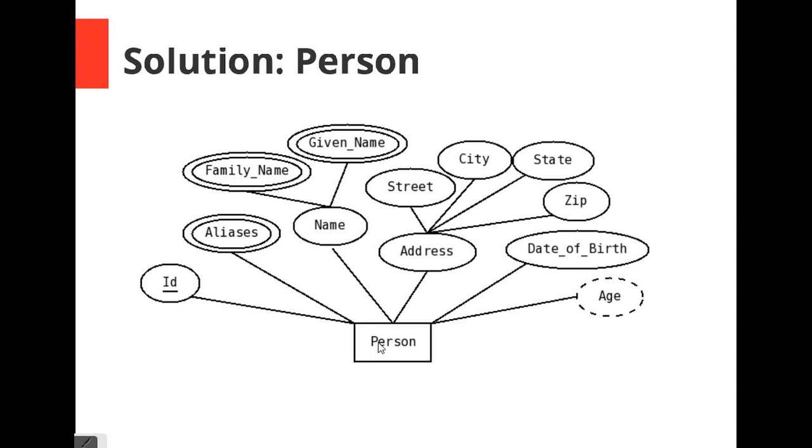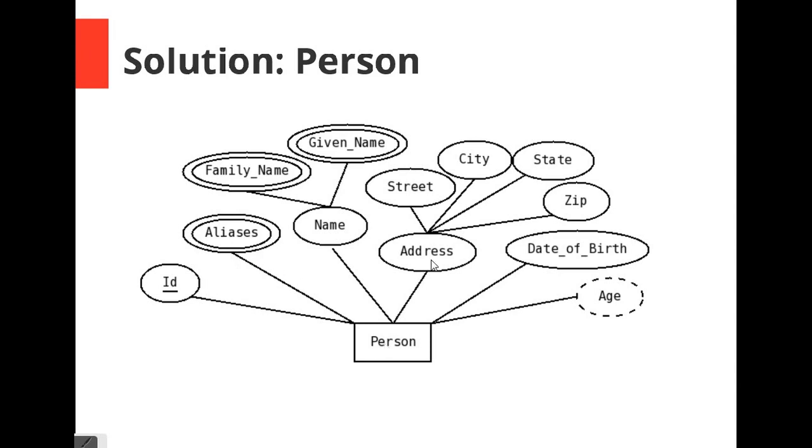And I can also have aliases. Aliases also have different values. I represent it as the double oval shape. Now if we look at the name, the name is a composite attribute, and also each part of the composite attribute is a multi-valued attribute. But the alias is just a simple multi-valued attribute.